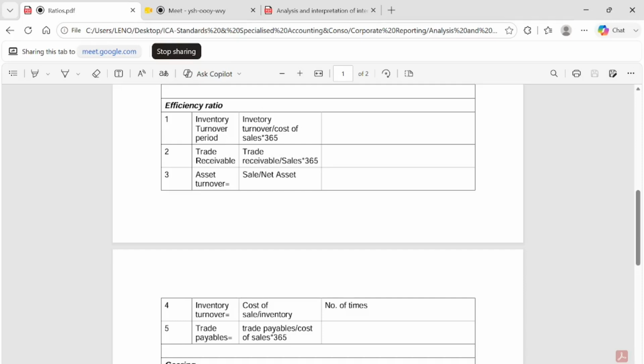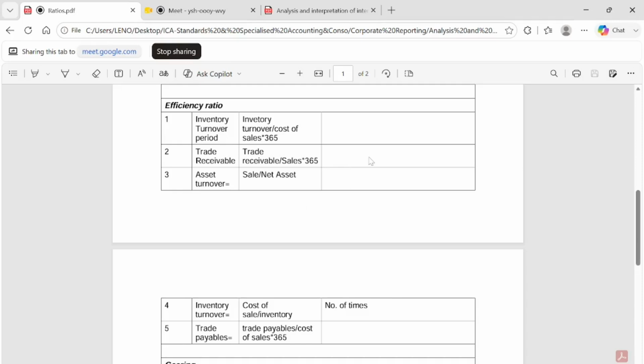So let us look at, here, you call it efficiency. So how efficient is the company that is able to sell its inventory faster? If you're able to sell it faster, that means you are very efficient. Okay. We have trade receivables.